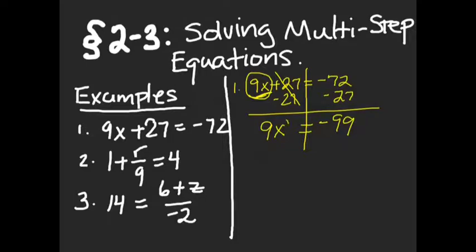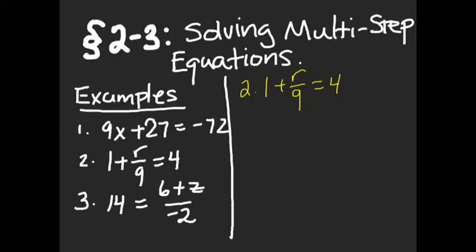Finally, I need to isolate x. Who's bothering x? 9 is. Get rid of 9. How to do it? 9 is multiplying. Let's get rid of it by dividing. What I do to one side, I do to the other. And you see, I get that x is equal to negative 11.